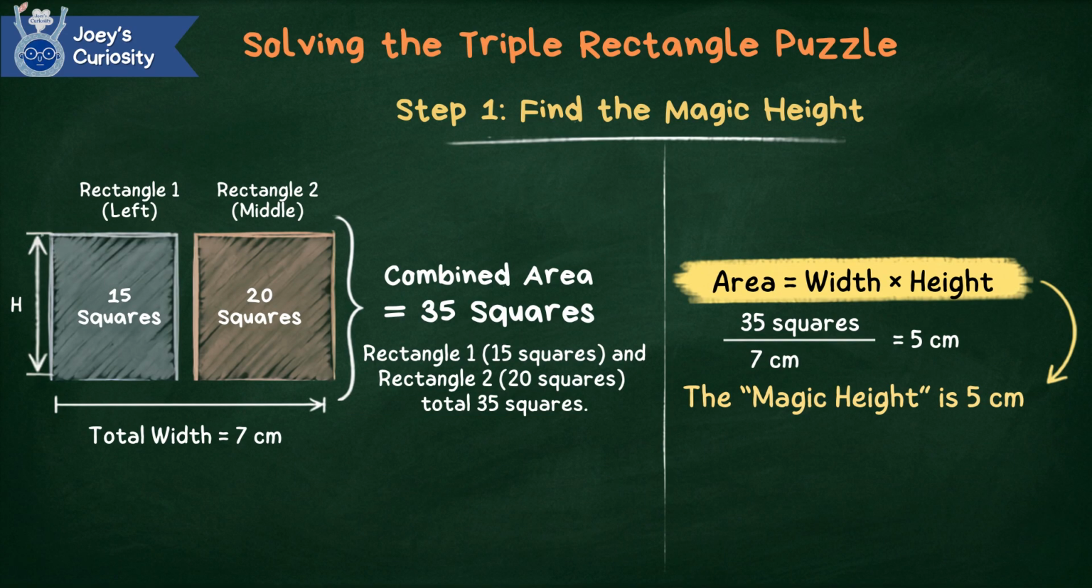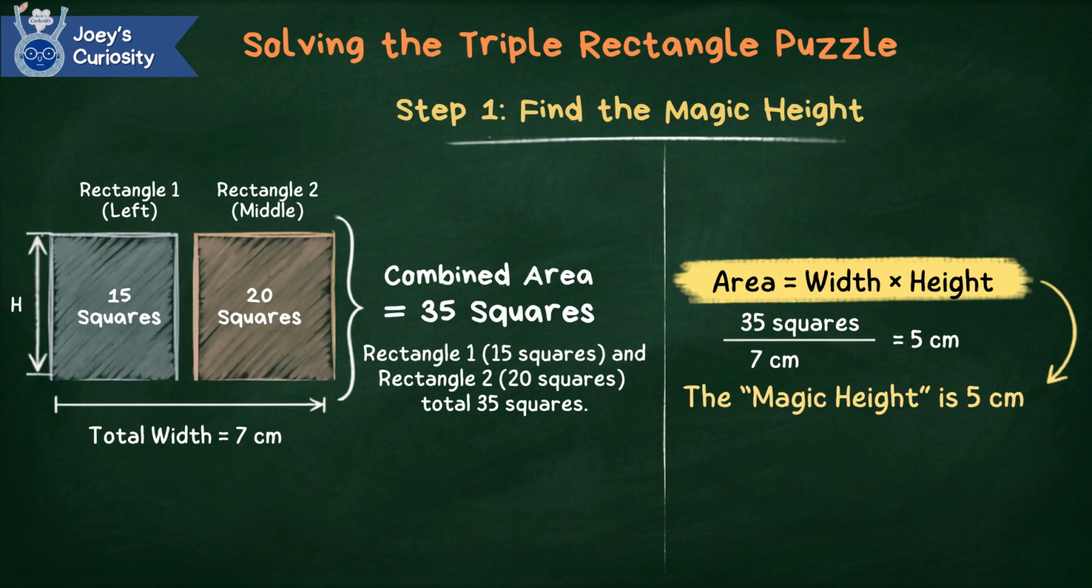So the puzzle gives us 3 side-by-side rectangles with areas of 15, 20, and 35 square centimeters, and they all share the exact same height. You can kind of think of them like 3 columns of building blocks. Since their height is totally locked in, the width of each block is directly proportional to its area.